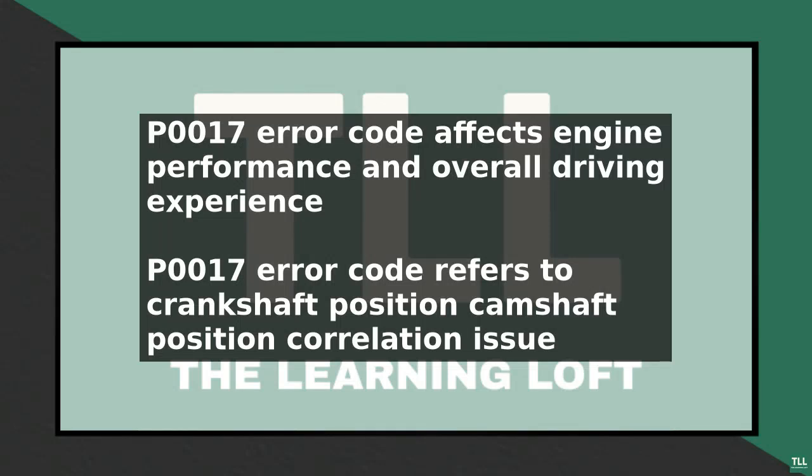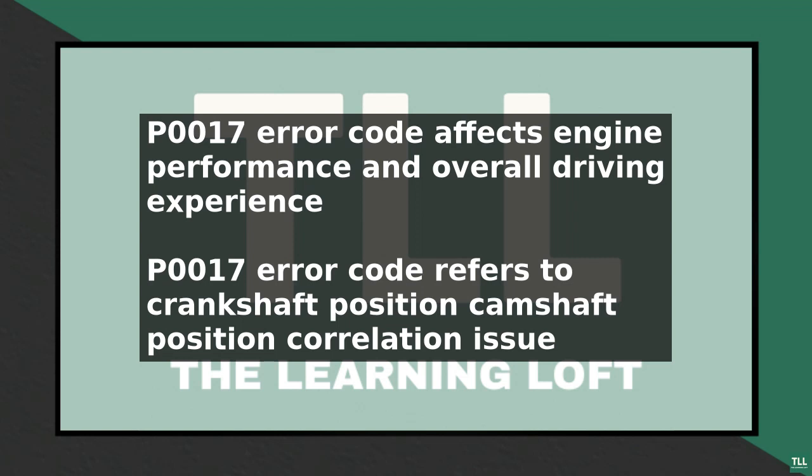P0017 error code is a common issue in vehicles that can cause problems with the engine performance and overall driving experience. In this guide we will explore the meaning of P0017 error code, its symptoms, causes, and solutions. The P0017 error code refers to a crankshaft position-camshaft position correlation bank 1 sensor circuit malfunction.